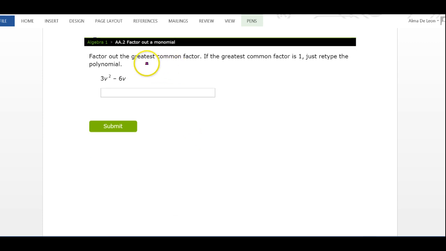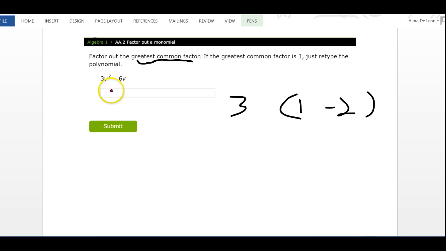Again, I want to factor out the greatest common factor. I'm going to start with the numbers first. So, the greatest common number that both the 3 and the negative 6 have in common is 3. 3 times 1 gives me 3. And then 3 times a negative 2 will give me this negative 6 that I need. Okay, so I'm done with the numbers.